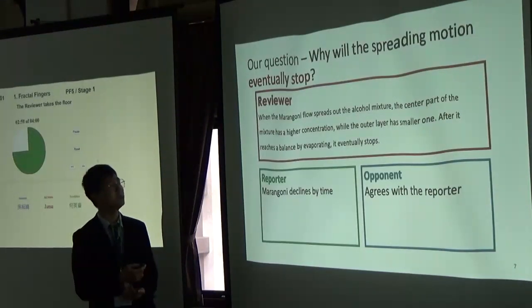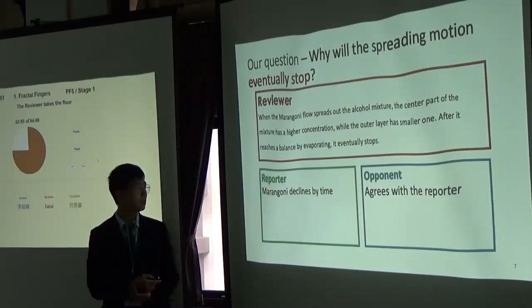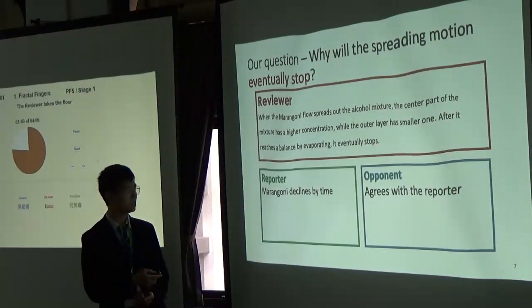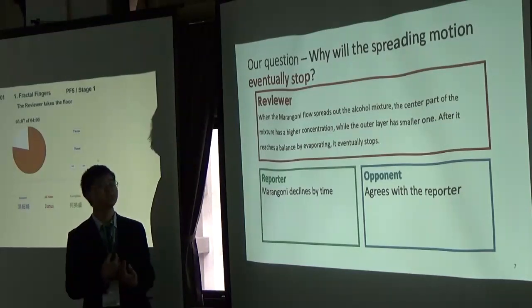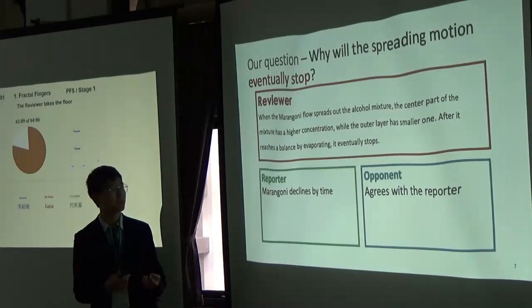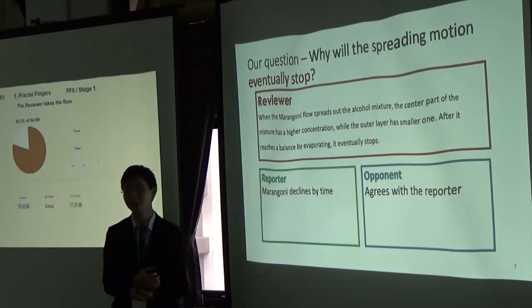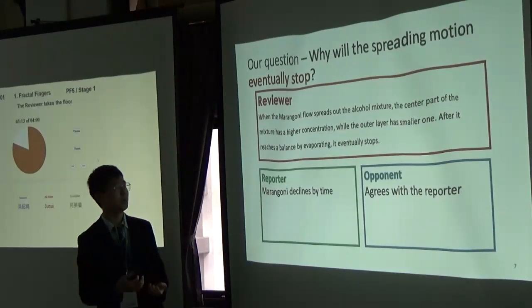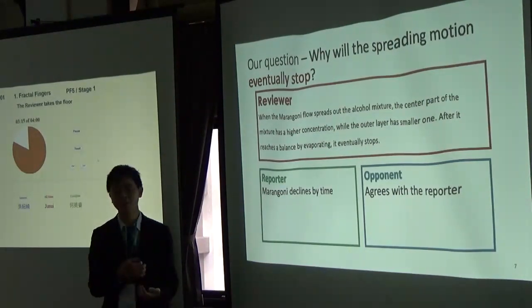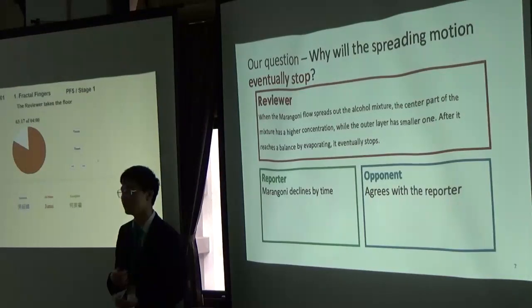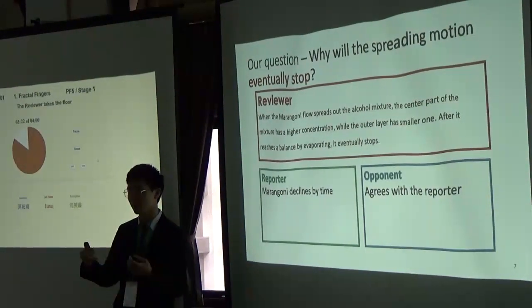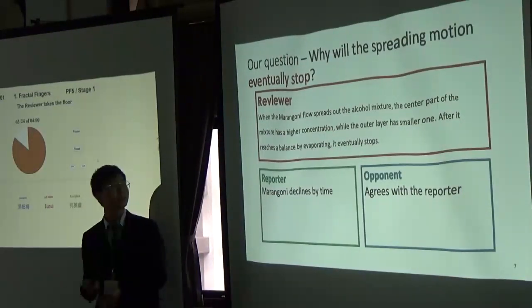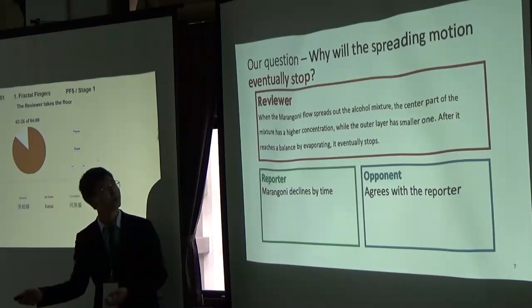And our question, why will the spreading motion eventually stop? The reporter said it's a Marangoni decline by time, and the opponent agrees with the reporter. In this part, I believe that it's because when Marangoni flow spreads out the mixture, the center part of the mixture has higher concentration, and after it evaporates, it causes the Marangoni flow to decline by time, and it reaches balance with the viscosity for it to shrink inside and stops the motion from spreading.